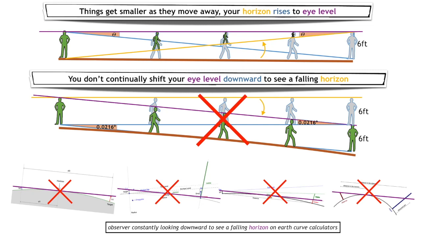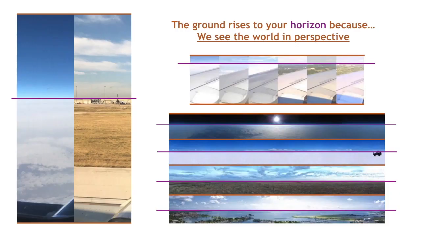So again, things get smaller as they move away. Your horizon rises to eye level. That is what is happening. You don't continually shift your eye level downward to see a falling horizon. Again, note all the Earth curve calculators require you to be looking down across a horizon to view another object on the other side of the bulge, going up at another angle. The ground rises to your horizon because we see the world in perspective. It is the top and bottom half of our vision. Your eyes were used to deceive you. And you don't live on a ball.